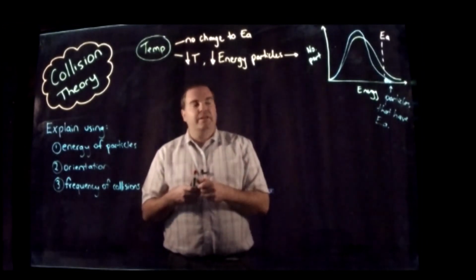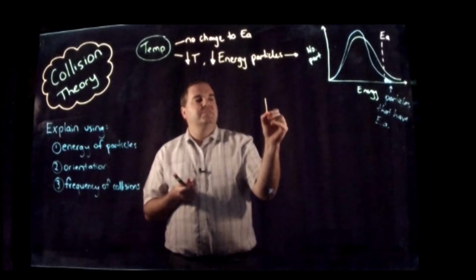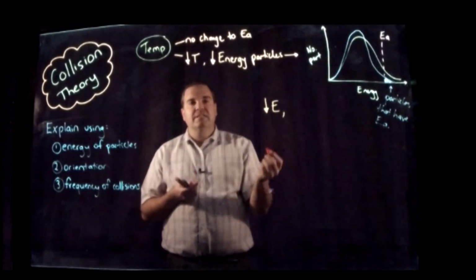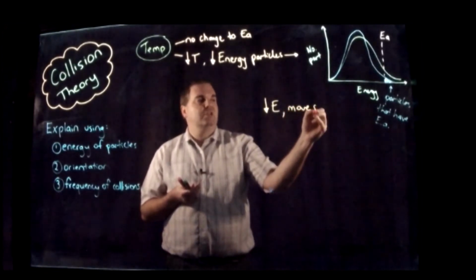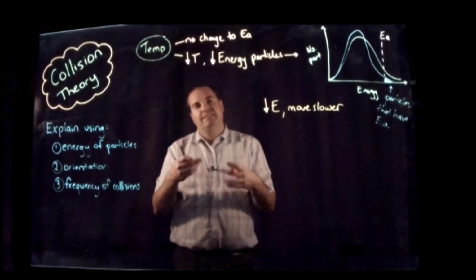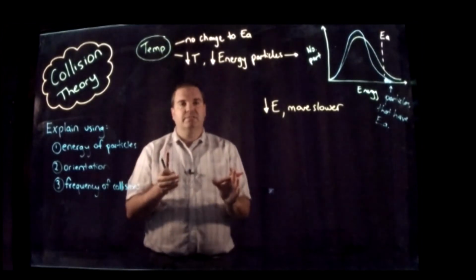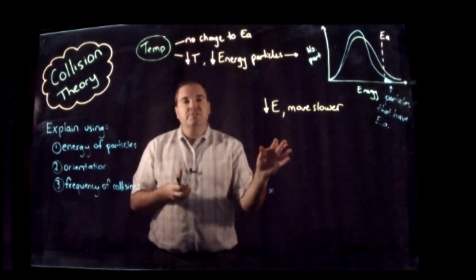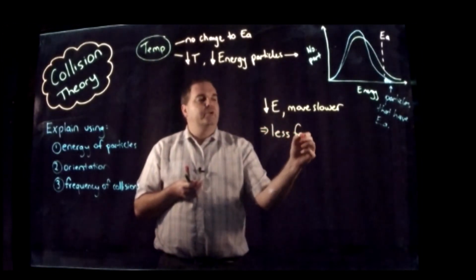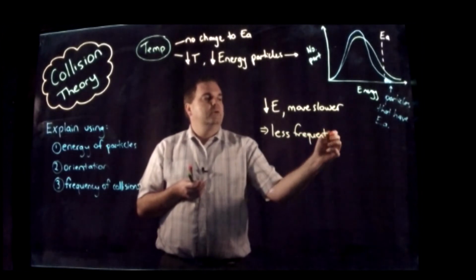Now the other thing that's going to happen is if we have decreased energy of the particles, that means the particles are going to move slower. It's colder, less energy, got less kinetic energy, so they're not zipping around as fast as they were before. So if they move slower, that's going to mean we're going to have less frequent collisions.